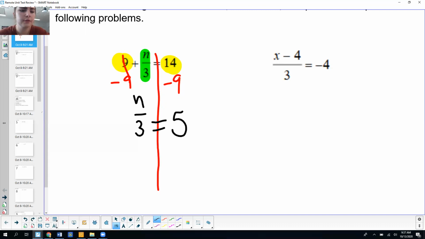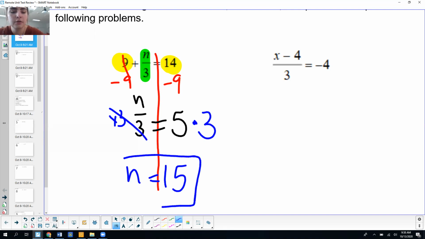And then this is where a lot of people get confused, but if you think about our actual goal, we want to get n by itself. So right now, n is being divided by 3. So to undo that division, think about what the opposite of division is. It's multiplication. So we're going to go ahead and multiply both sides by 3 to get rid of that division. So times 3 divided by 3 cancels. I'm going to be left with n by itself. 5 times 3 gives me 15. N equals 15. So that's how we solve that first one.